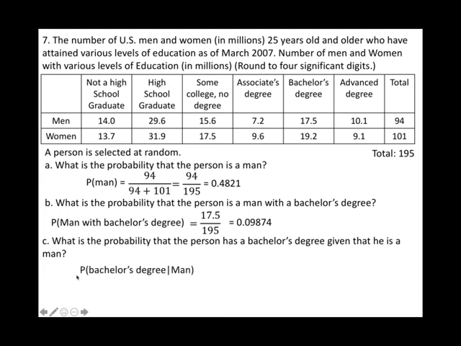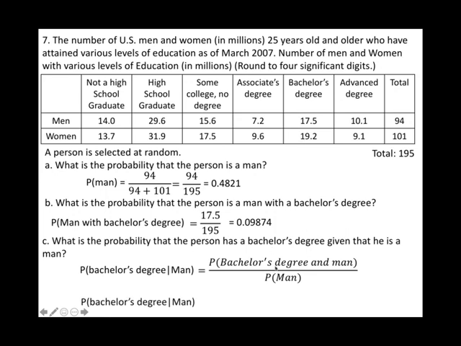Why did we do it this way? This line here means "given that." So we use the formula. On the top, we're looking for the probability of bachelor's degree and man. That will be 17.5, and then over the probability of man. For man, we have 94 in here. So you can plug it in.